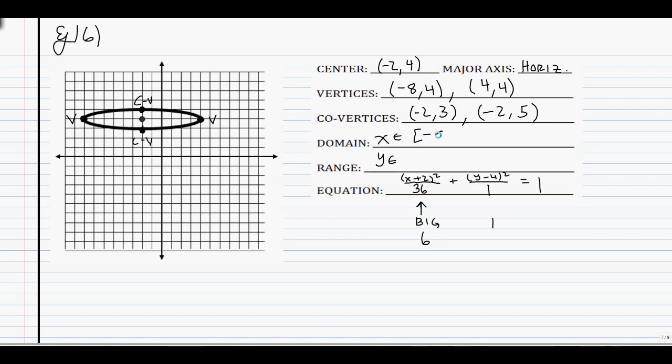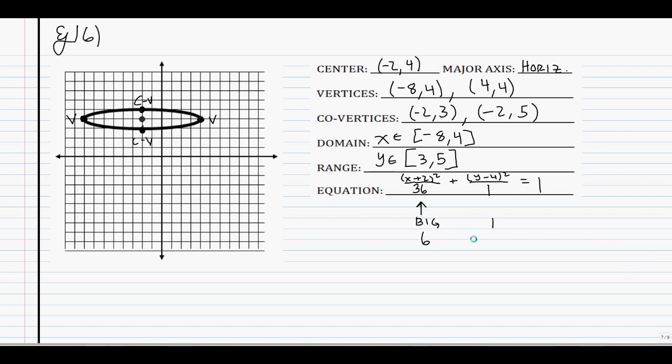So -8 to 4. And for the range, it goes from +3 up to +5, just like we see in the covertices. And so once again, we've been able to go backwards from the graph of an ellipse to actually write out the equation and then complete all the analysis information. It really only takes the center and some counting in order to get the equation. Everything else is just the same meaning as before.